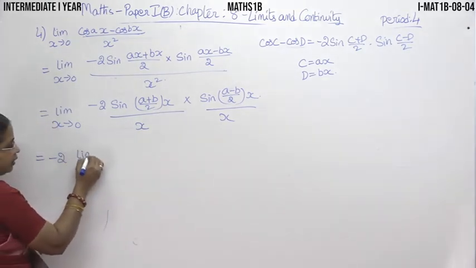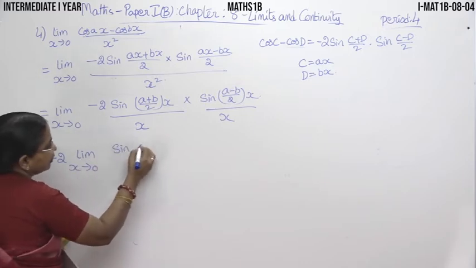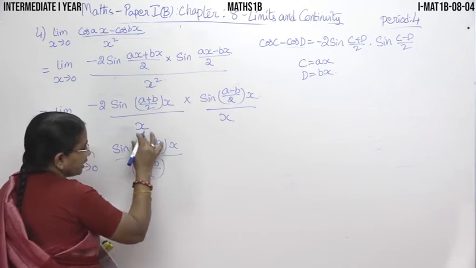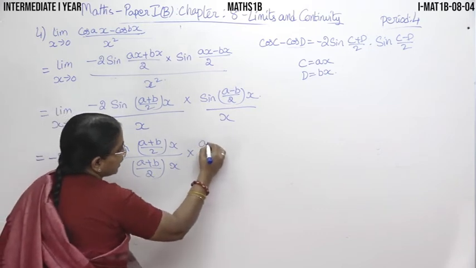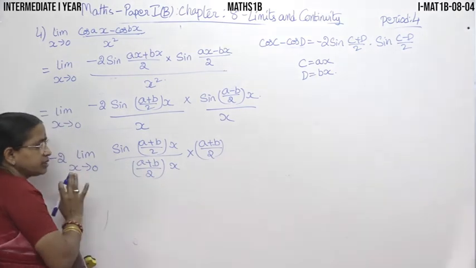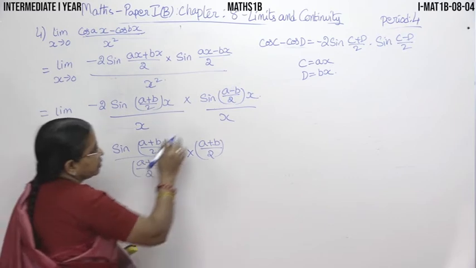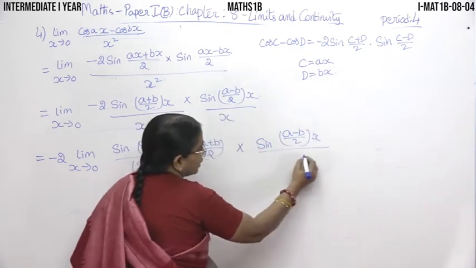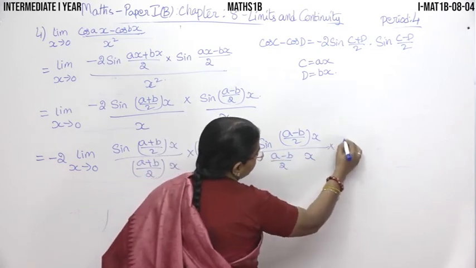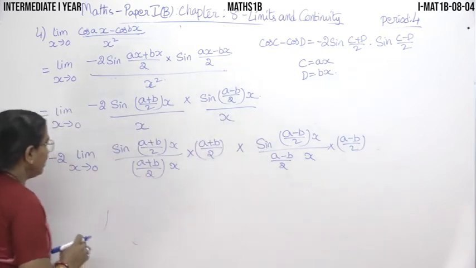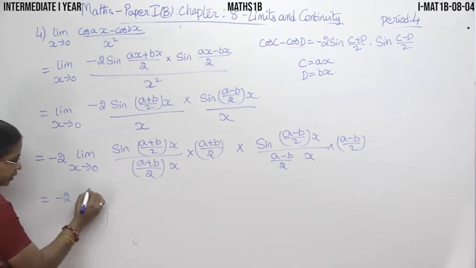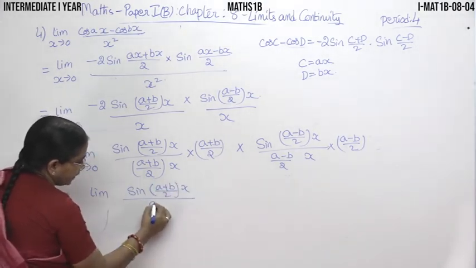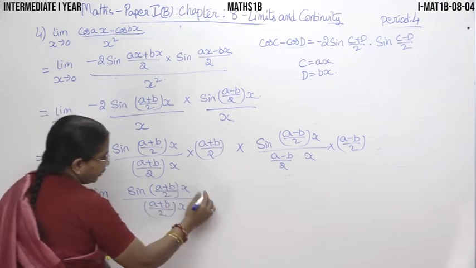We'll write minus 2 outside and then limit x tending to 0 of sine of (a plus b) by 2 into x by (a plus b) by 2 into this x. You are dividing by a plus b by 2, so multiply by a plus b by 2 so that it will be in the standard form of sine theta by theta. This also will change. Now we'll write this into sine of (a minus b) by 2 into x. This x is already there, so we'll multiply and divide by a minus b by 2 into a minus b by 2. Now we'll write the limits separately for both. So this is minus 2 into limit of sine of (a plus b) by 2 into x by (a plus b) by 2 into x into a plus b by 2.